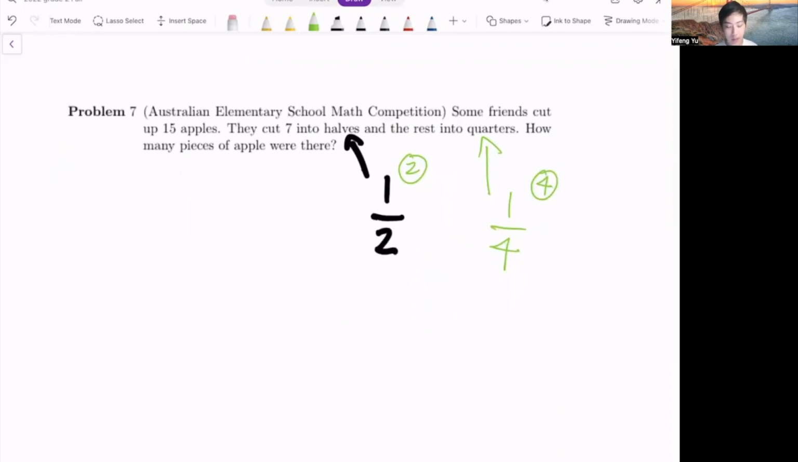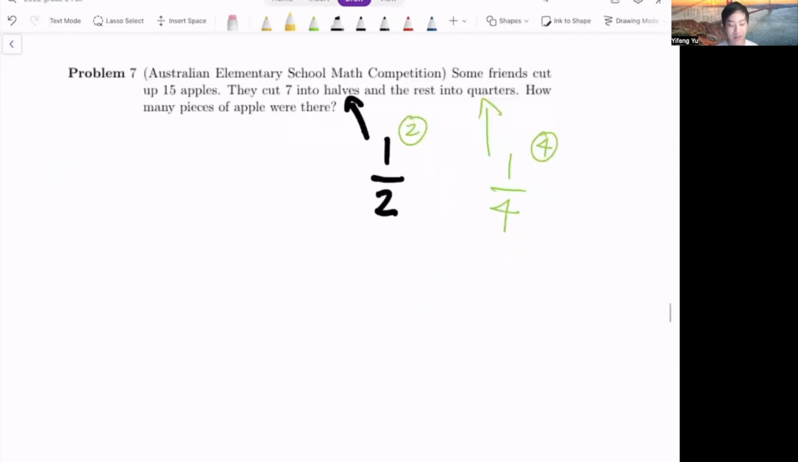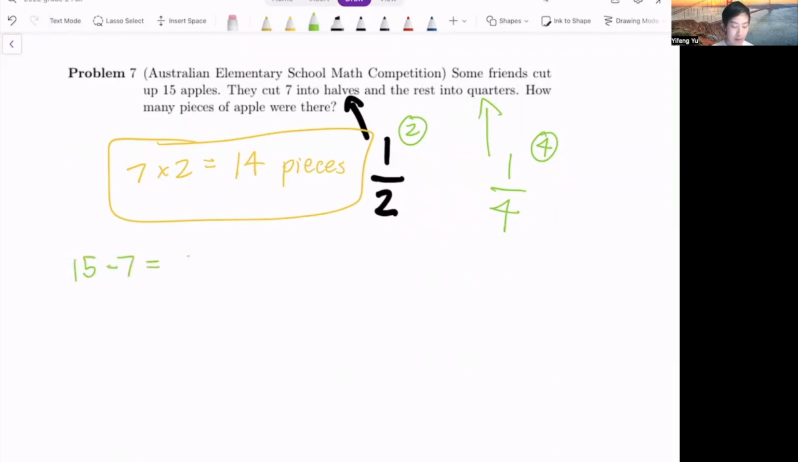So if some friends cut up 15 apples and they cut 7 into halves, that just gives us 7 times 2, since there are 2 parts in halves and they cut 7 open. So that gives us 14 pieces. And then the second part is the rest into quarters. So we need to subtract 7 from 15 to get that they cut open 8, since there are 8 left. So 8 times 4 equals 32 pieces.